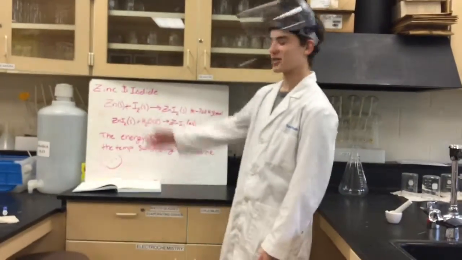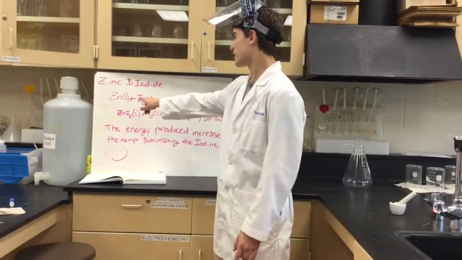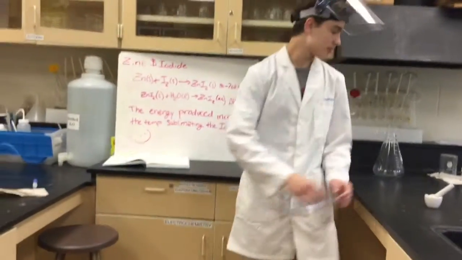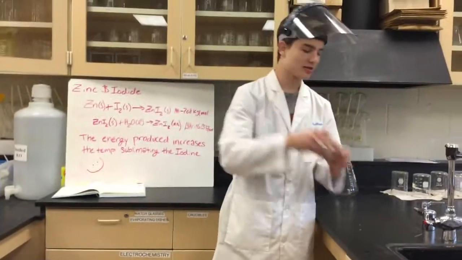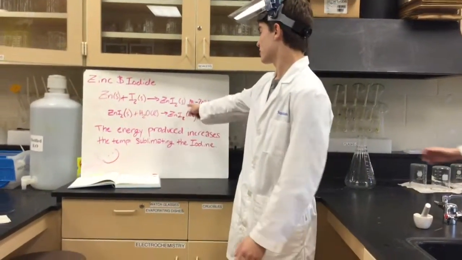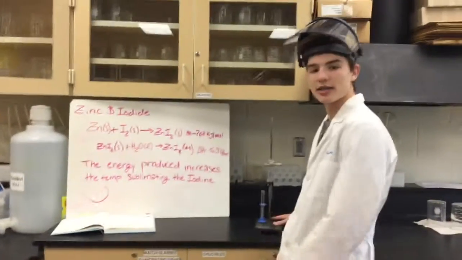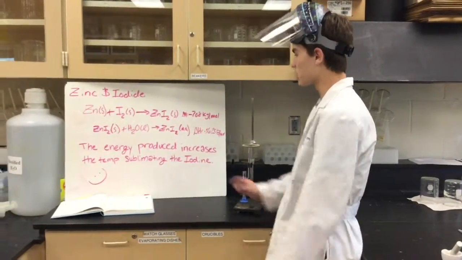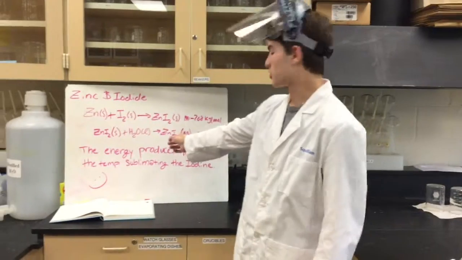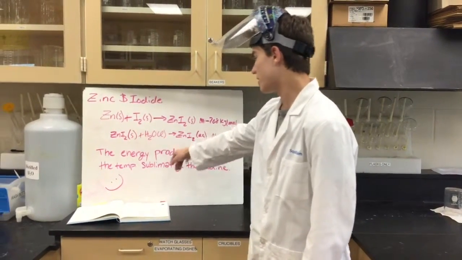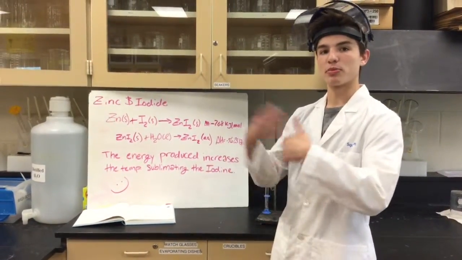Alright, so we have a reaction of zinc and iodine for you, where zinc and iodine have been mashed together with a mortar and pestle so that you get a zinc iodide solution. And then after water will be added, well, you got your zinc iodide solution here in this test tube, but once water is added, the enthalpy change will cause the iodine to sublime into a purple gas.